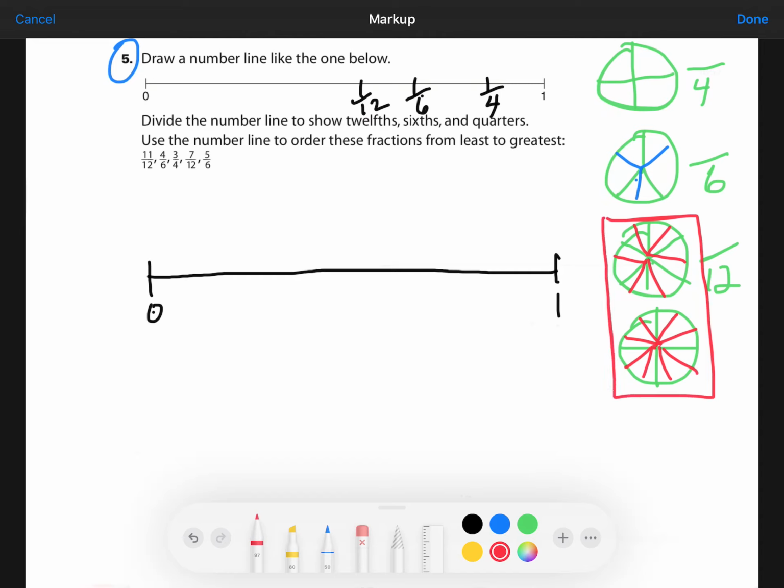Okay, so on this number line, it's asking us to make quarters, sixths, and twelfths. I'm going to do the quarters in black. First, I'm going to cut the number line in half, and then each half in half makes quarters. The question is asking us for 3 quarters. So I'm going to label 3 quarters here.